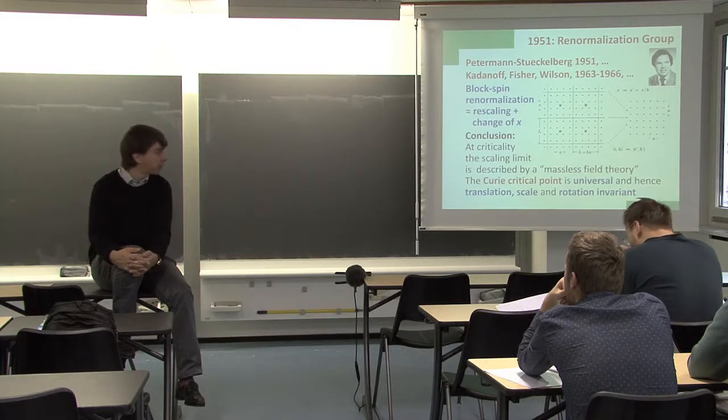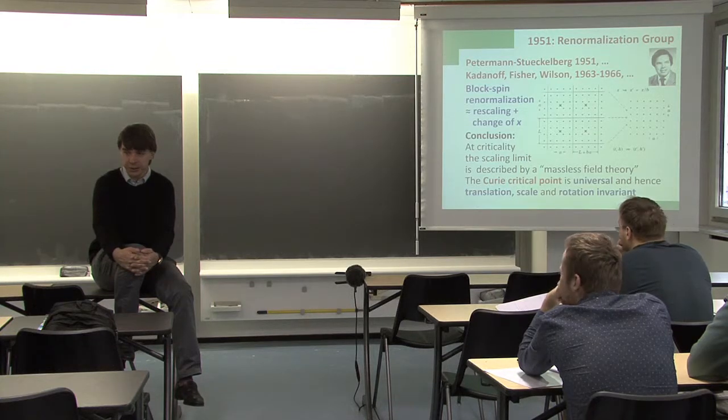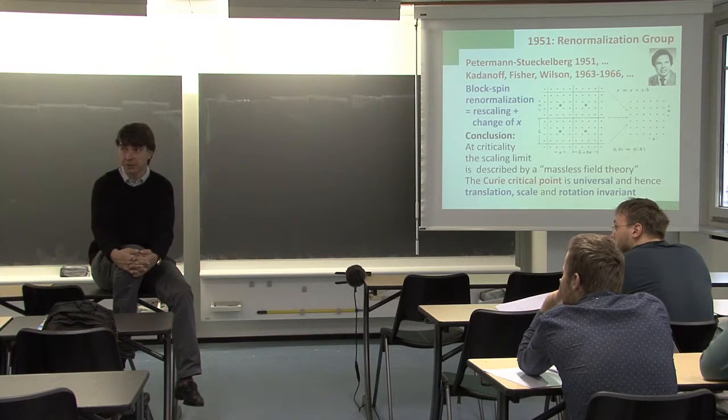And what Stueckelberg proposed is a method of renormalization, which is basically the idea: what's the problem with the Ising model? Why is it so complicated? Because it has many degrees of freedom. It has many spins, like a square 100 by 100 has ten thousand degrees of freedom. Still a lot. So the idea is that you forget some degrees of freedom and you try to keep the important information in.